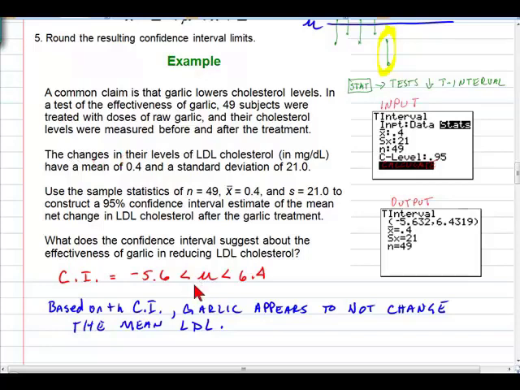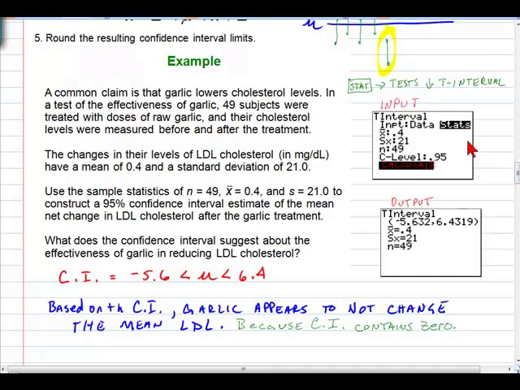Because 0 is almost right smack dab in the middle of this, it doesn't matter where it was. If 0 is in the interval, then we can't assume that there's been any change. So based on this confidence interval, garlic appears to not change the mean LDL because 0 is in there. If 0 is in the interval, then there is no change.